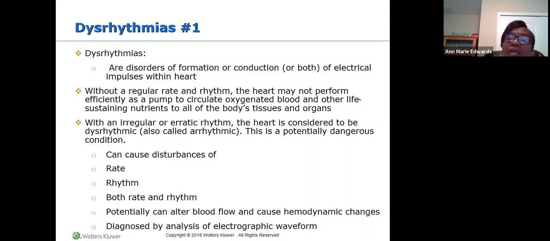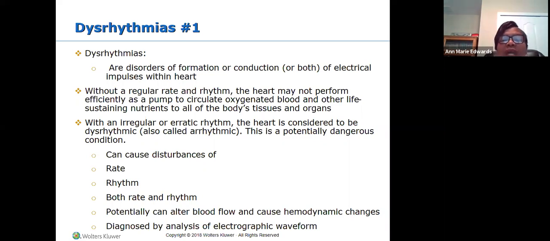Without a regular rate and rhythm, the heart may not perform efficiently as a pump to circulate oxygenated blood to the body, okay? And when you have dysrhythmias, remember that the conduction of impulse is going to be affected, or the formation of the impulse is going to be affected. And so if that is affected, the regular rhythmic contraction of the heart is going to be affected. It's going to affect the rhythm, it's going to affect the rate.